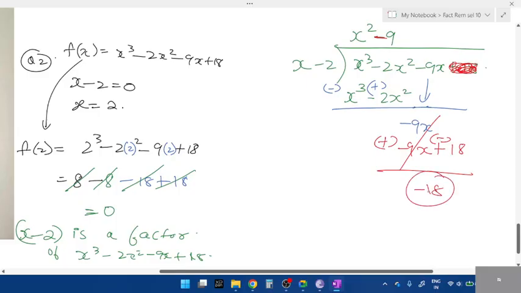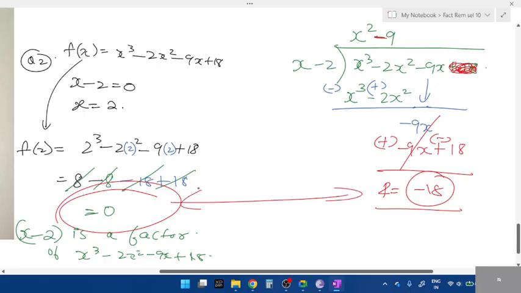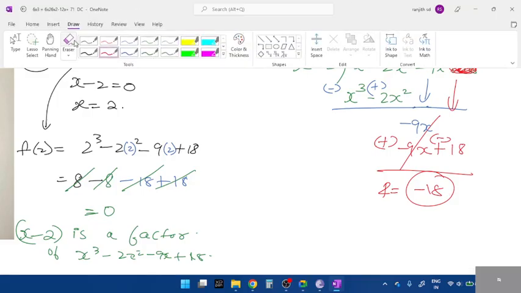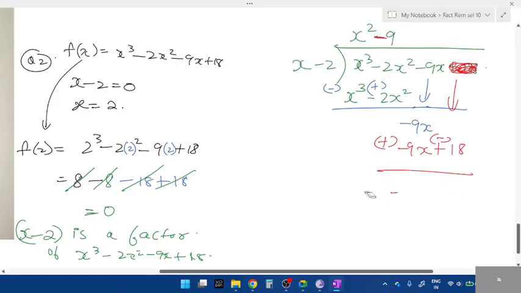What is this minus 18, student? This is known as the remainder. But according to the question, if x minus 2 is a factor, what's the remainder we got after solving? Do you think they're equal? No. So Ruth, they won't give such a question. Definitely you'll have a value such that the remainder becomes 0. Is it clear?